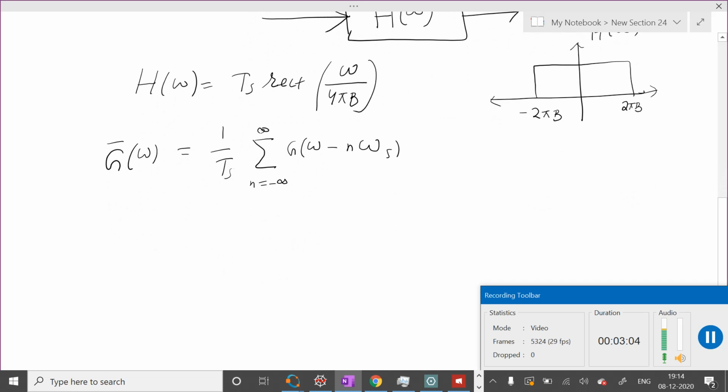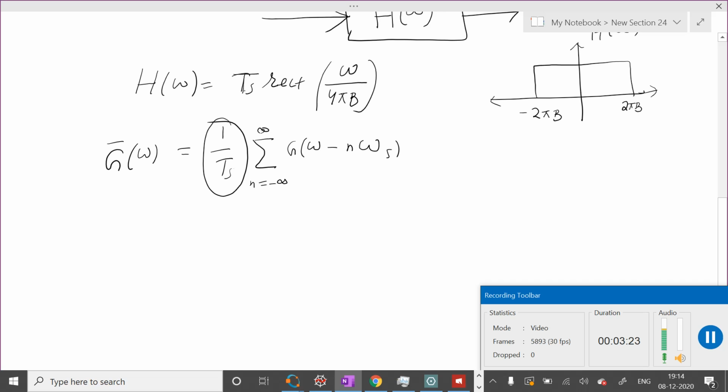So there are two things we need to be done by this filter. One is to filter out only this one lobe, and the other is to get rid of 1 over ts. So for that we need to multiply it by ts. So that is why ts stands here.